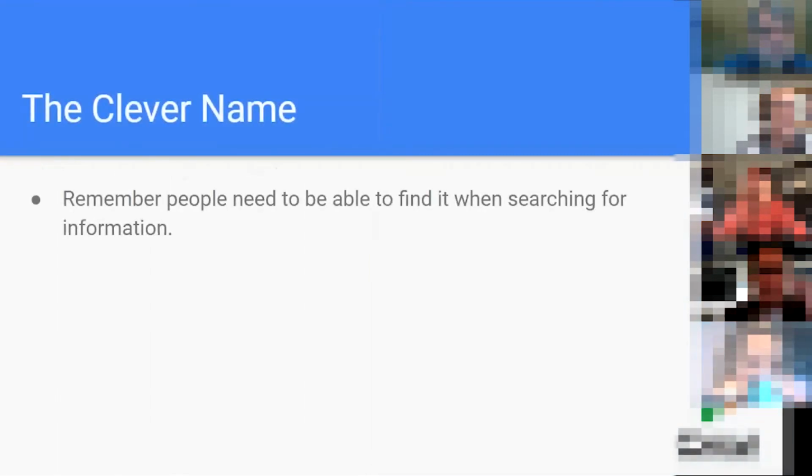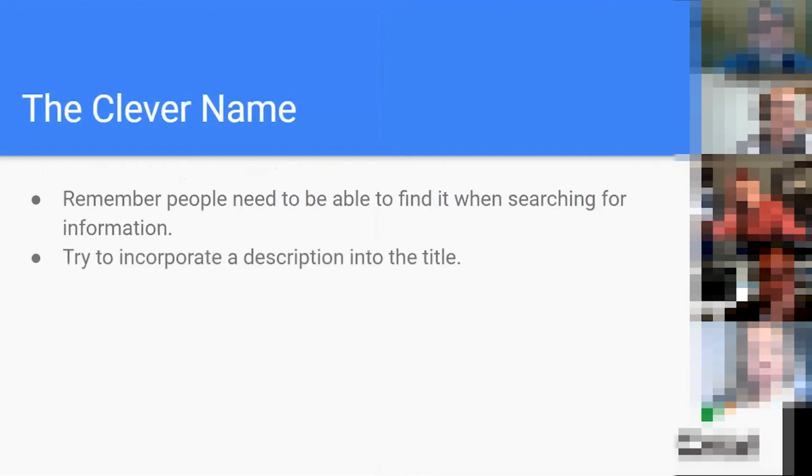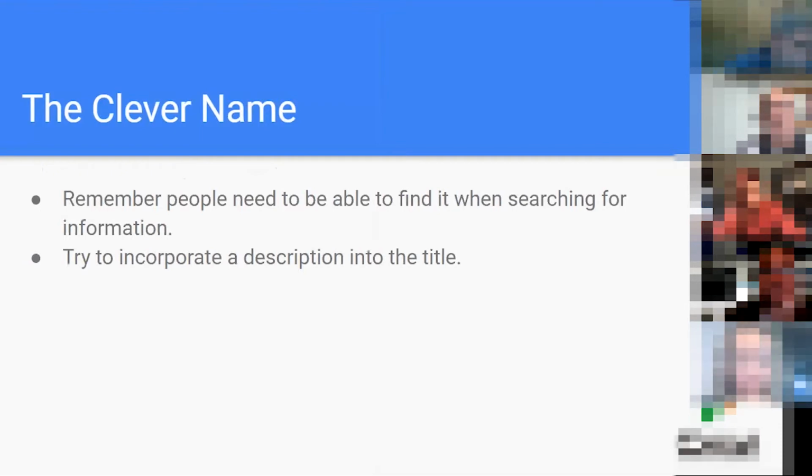And so here we look at the clever name. Remember, people need to be able to find it when they're searching for information. So having descriptive content in there, and buzzwords, trying to incorporate a description into that title. Calling it the Tom Balow Show might not get people to listen. They might not be able to find it. But if I say, Podcasting Basics by Tom Balow, that's going to extend it a little bit further, give people more search criteria in order to find my podcast.